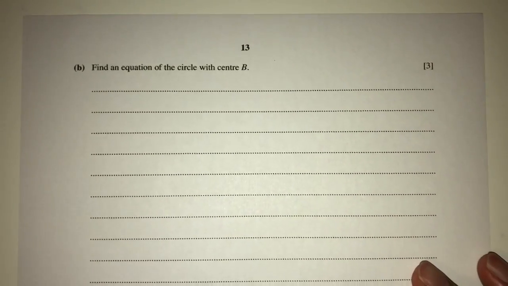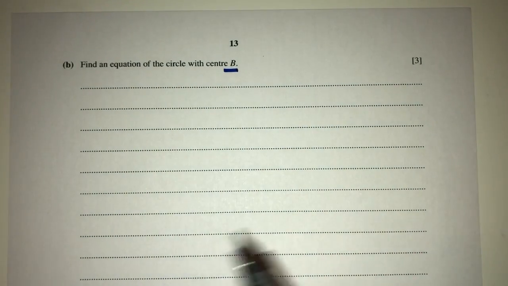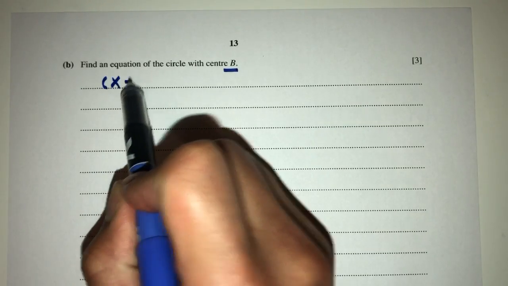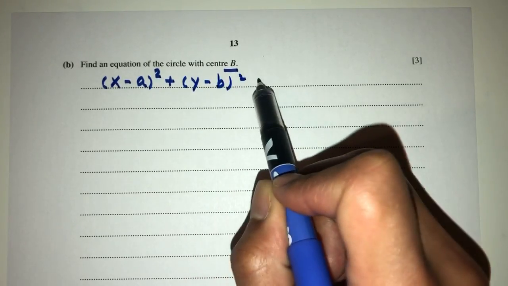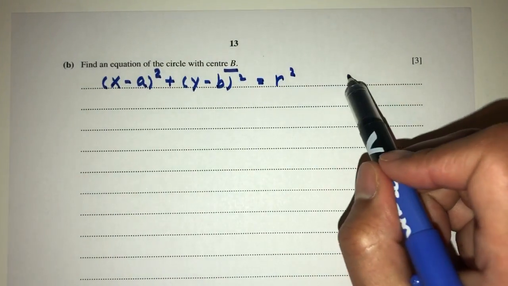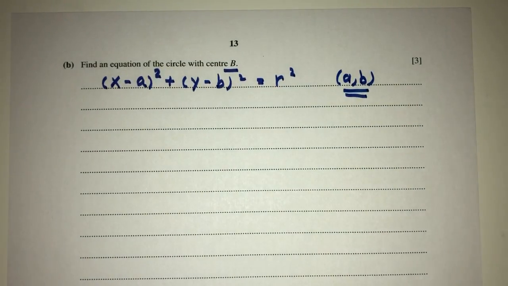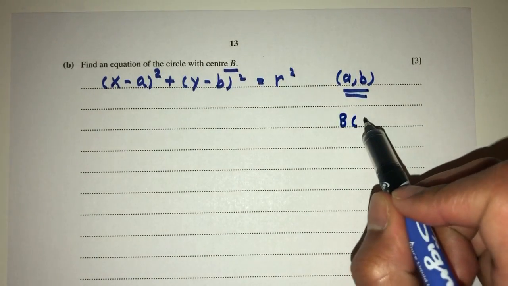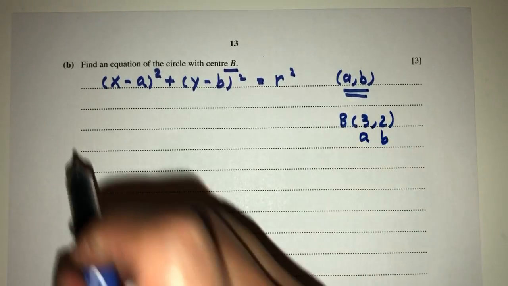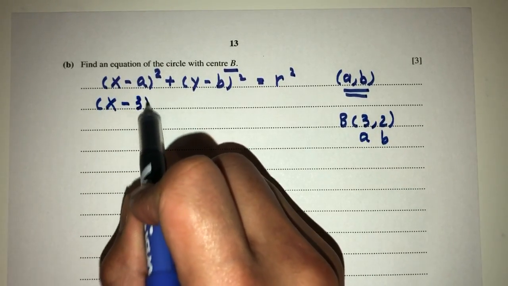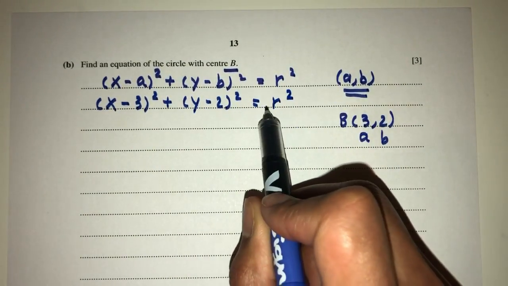And let's move on to part B. Find the equation of the circle with center B. So what is the equation of any circle? You will have a form like this: (x minus a) squared plus (y minus b) squared equals r squared, where (a, b) is the center of the circle. The center is B, which is given by the point (3, 2). This is basically a and b. So right now we have (x minus 3) squared plus (y minus 2) squared equals r squared. We just have to find r squared.